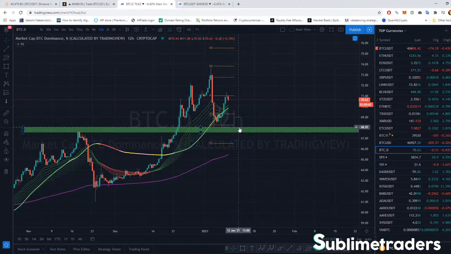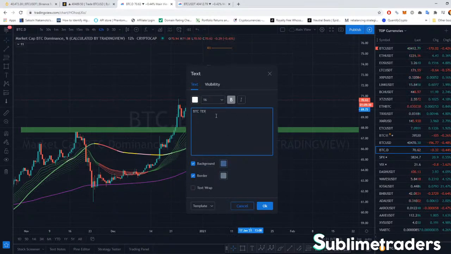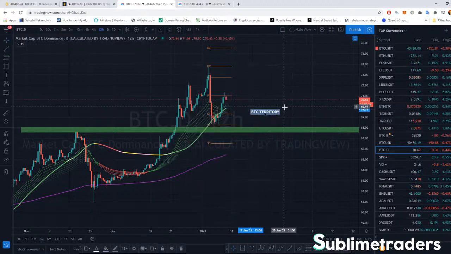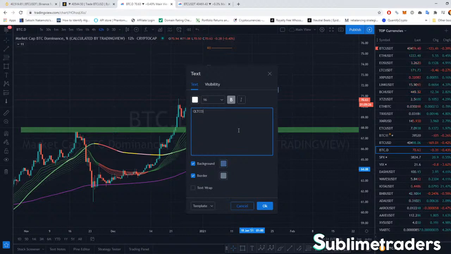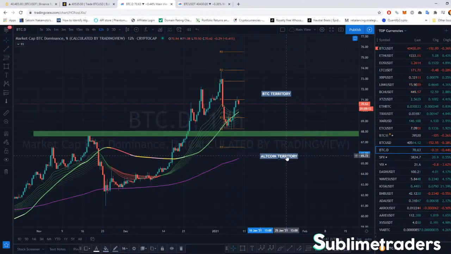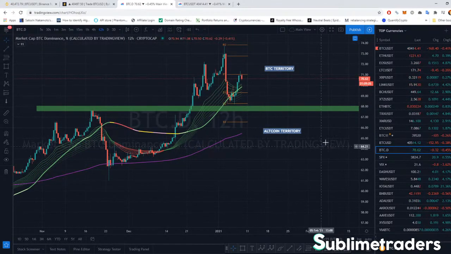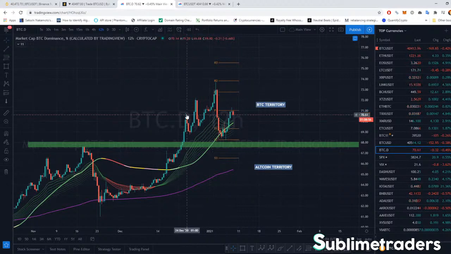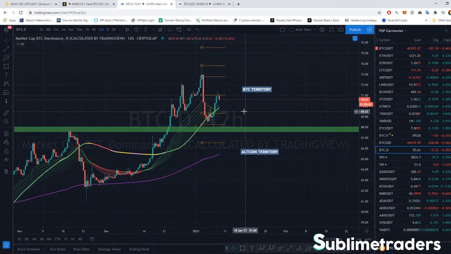We have a threshold that if passed, so let me just write it so it's clear. So right here, BTC territory. When Bitcoin decides to drop and we pass this threshold to the downside, this is altcoin territory. So this is where your altcoins paired with BTC will start to grow. We need to wait and see what happens to this one.